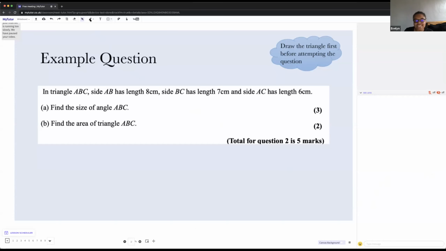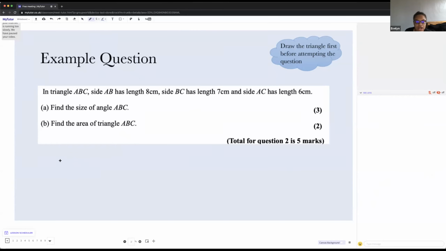Right. Has anyone tried this question out? So I've got an answer. Brilliant. Let's go through this one together.